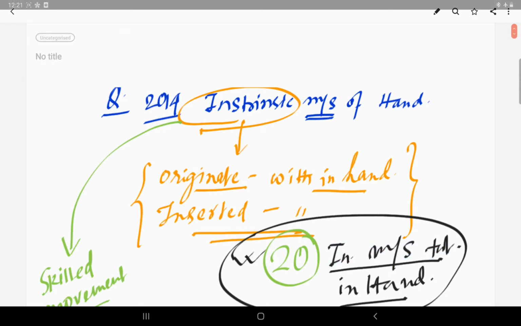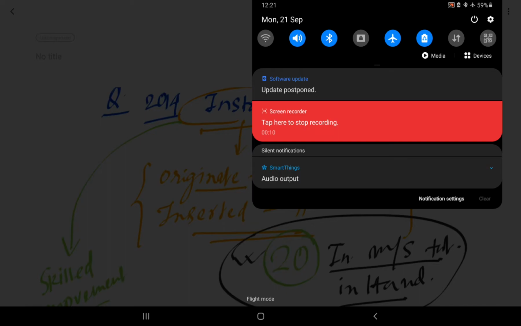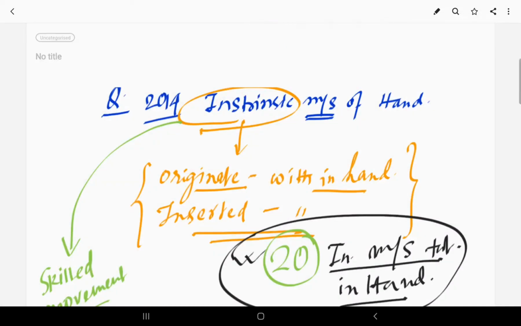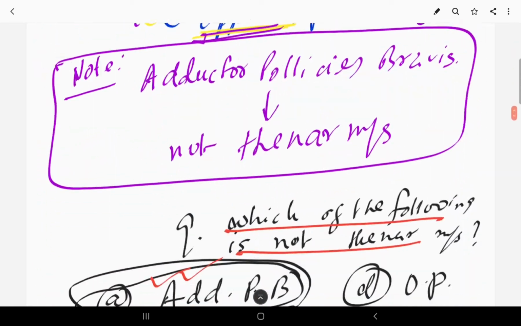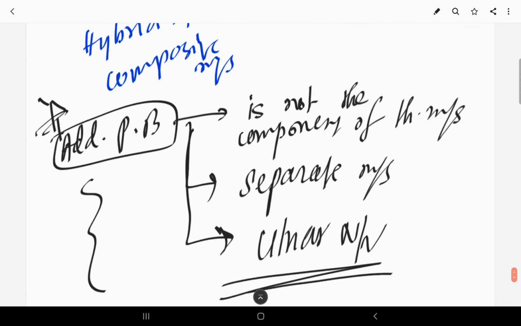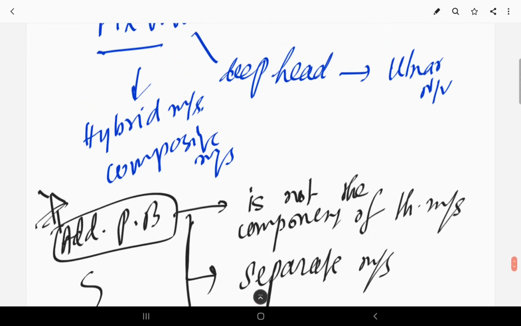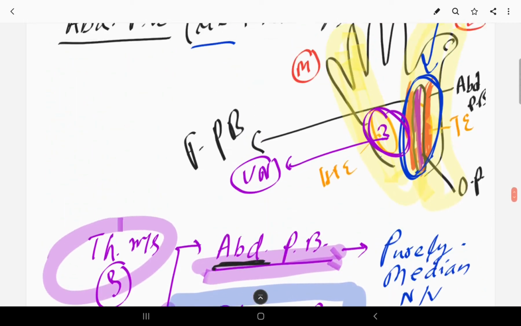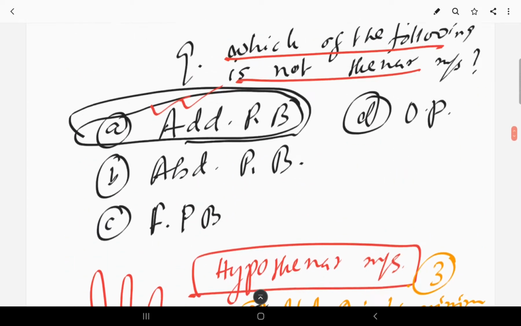Welcome. So we are talking about the intrinsic muscles. Interosseous muscles are included in these intrinsic muscles. We already talked about the thenar muscles in the previous lectures.